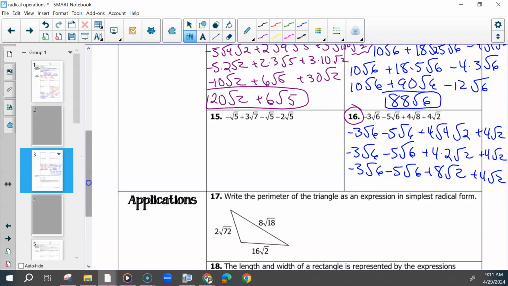So in this case, we have 2 pairs that can be combined. What would that final answer be? Negative 8 square root 6 plus 12 square root 2. So double check the math, make sure you're adding. Do you have any questions there?